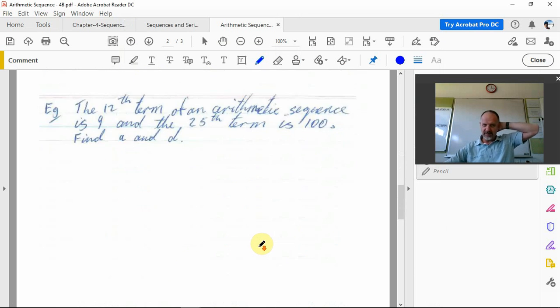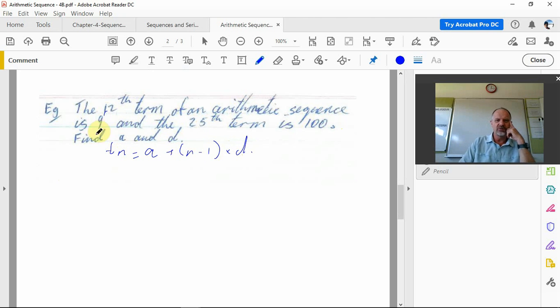So this one here, the 12th term is 9. The 25th term is 100. Find A and D. So here we've got 2 things that are missing. All right. So we still start using the same thing. So term n equals A plus n minus 1 times D.